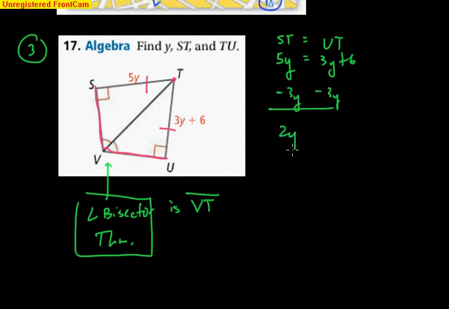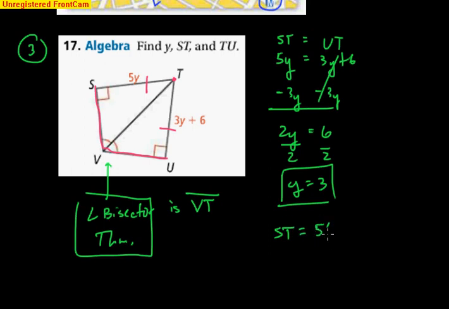Subtract 3y from both sides. 2y equals 6 and then divide by 2. And there's my value of y. Y is 3. So then to find ST and TU, which are going to be equal, I just plug it in. So ST is 5 times 3, which is 15. And that's also going to be the measure of TU. This is an angle bisector theorem problem.